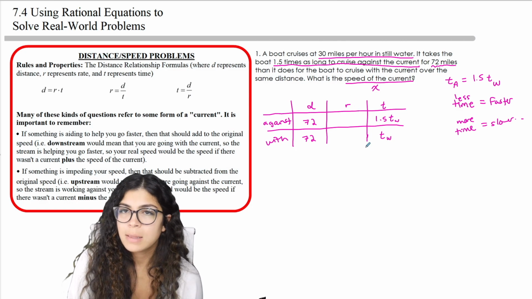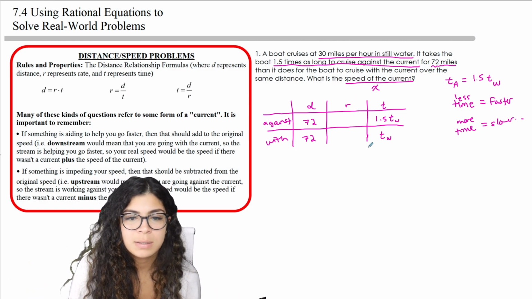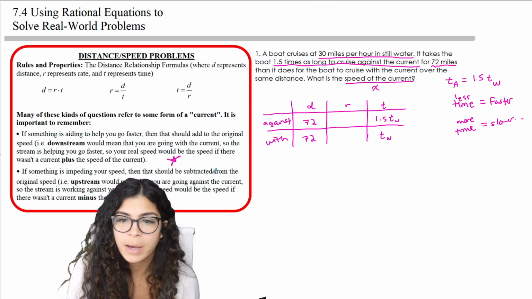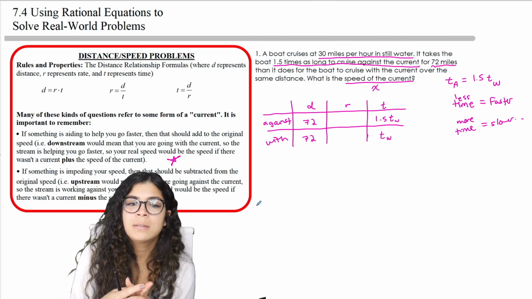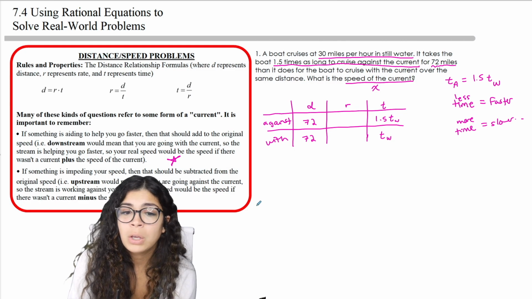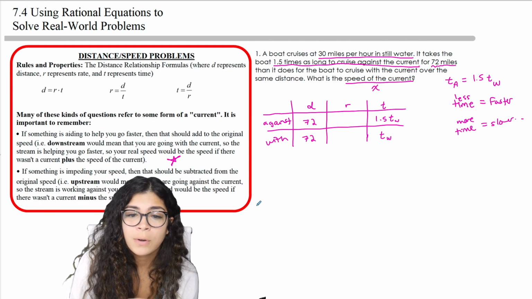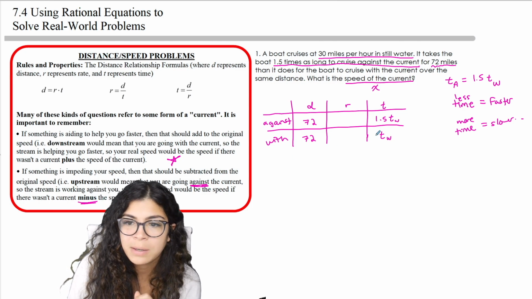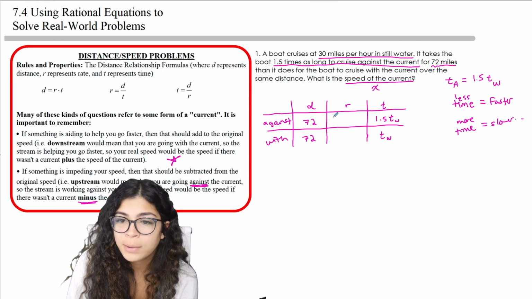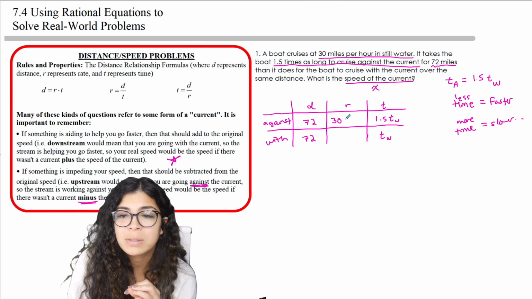Now the rate, this is where we have to use this idea over here. If you're going against the current, then that is hurting you, making you go slower. So if you're going against the current, you would subtract the speed of the current. So in still water, we go 30 miles per hour and then we subtract the speed of the current.